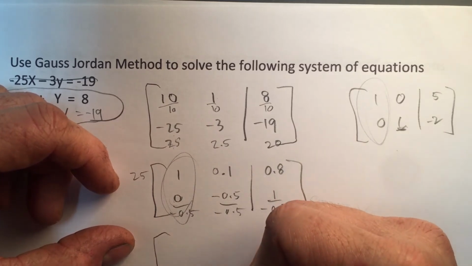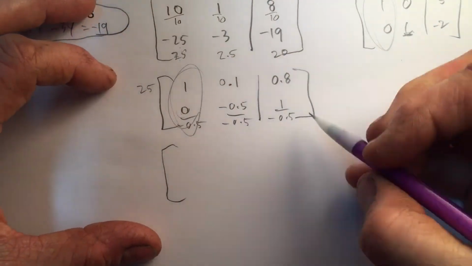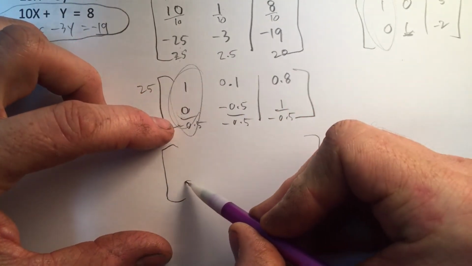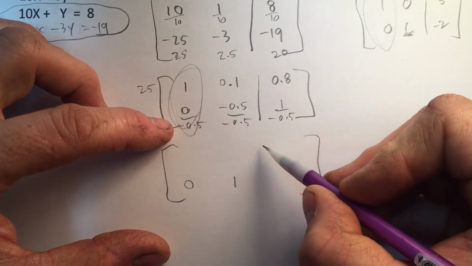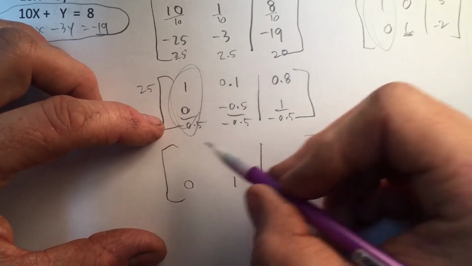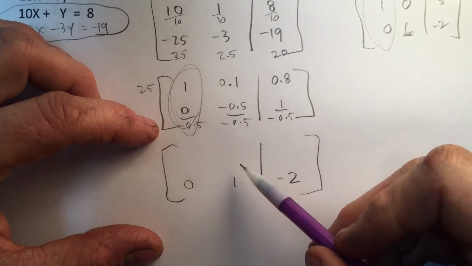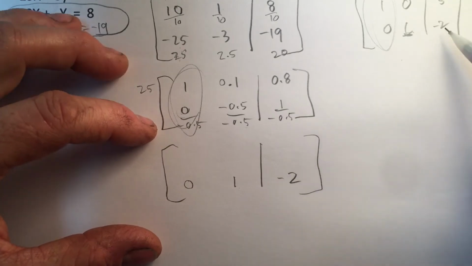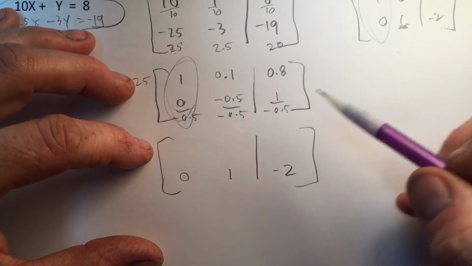Okay, so continue on down here. So 0 divided by negative 0.5 is 0. Negative 0.5 divided by negative 0.5 is 1. And then 1 divided by negative 0.5 would be negative 2. And there you go. Got my 1 in place, and I can already see y is negative 2. Oh, I was right on my guess there, wasn't I?